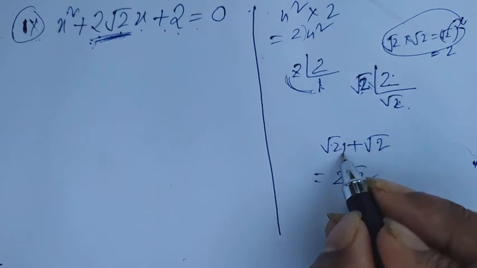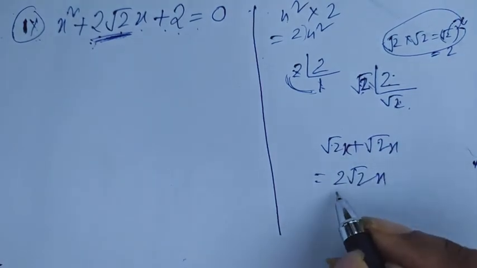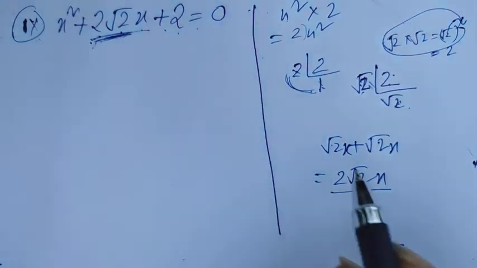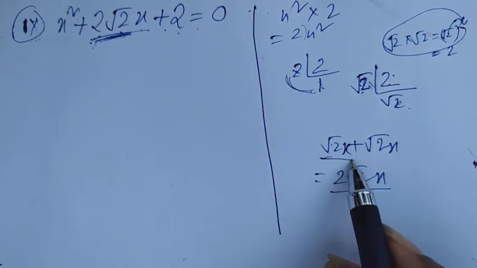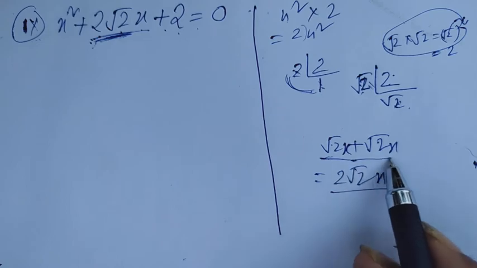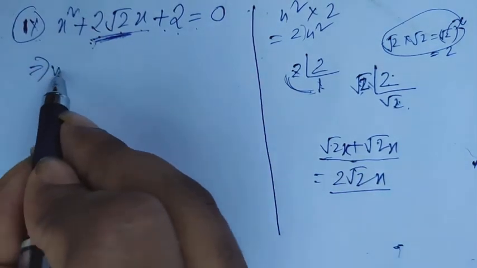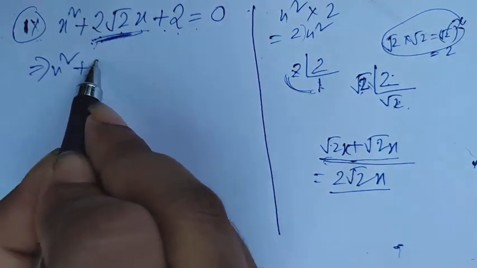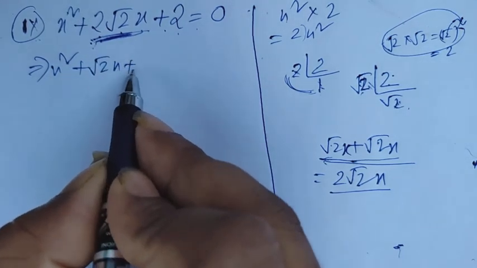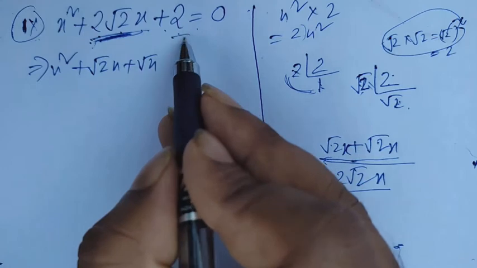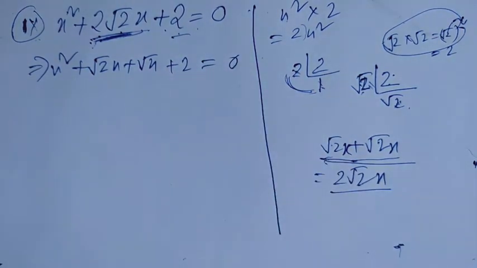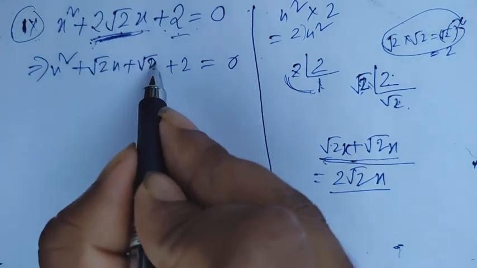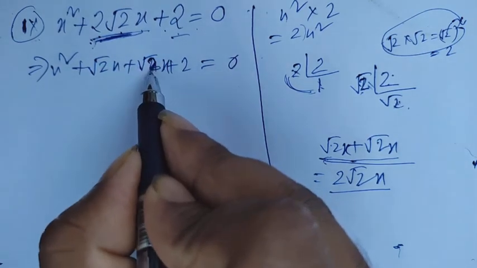And if we place here x, then we get 2 root 2x. So in place of plus 2 root 2x, we will put root 2x plus root 2x. So we will proceed. In place of this, we will write x squared plus root 2x plus root 2x. Now it can be easily done.